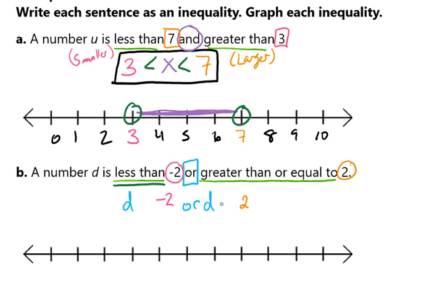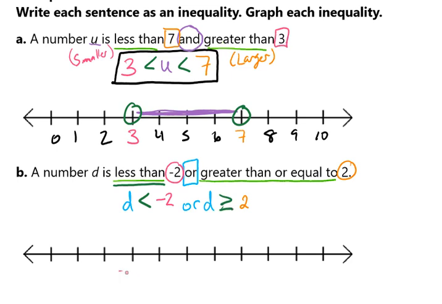And I guess that means that on our first one, we shouldn't have used an X. We should have used the letter U. Okay, so D is strictly less than -2. And then it says or greater than or equal to 2. So greater than or equal to will have our line under it.